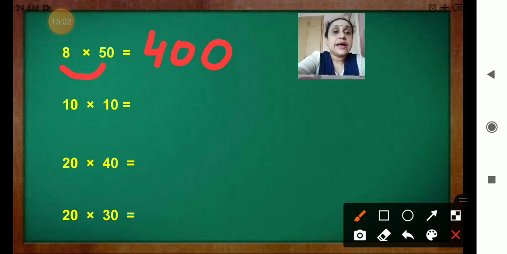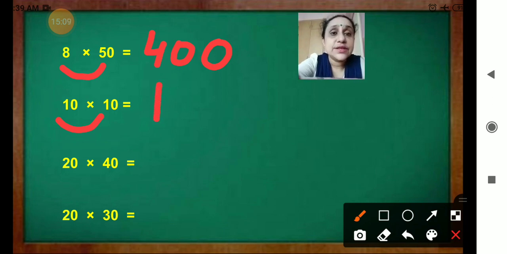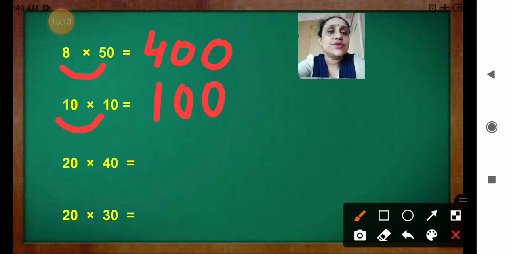Now 10 multiplied by 10. So 1 ones are 1. How many zeros? 1, 2. So put 2 zeros. 100. Are you getting, children? Have you understood? Yes, I know all have understood. You are very clever. All are very clever.